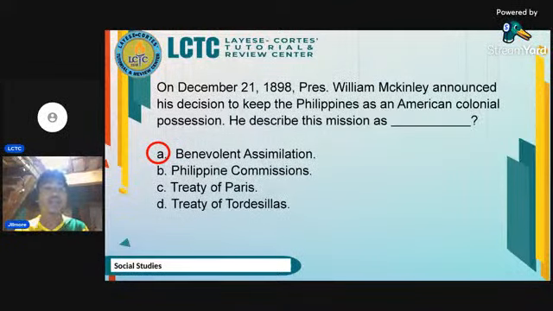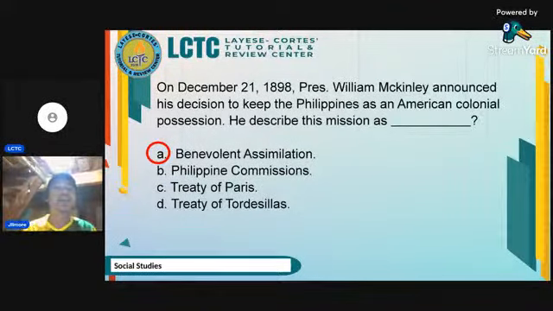On December 21, 1898, President William McKinley announced his decision to keep the Philippines as an American colonial possession. Let us take note that President William McKinley was the US president during the Treaty of Paris. The Treaty of Paris was signed in December 1898, and he was the president who made a decision to keep the Philippines under American colony. And he described this mission as benevolent assimilation. Not the Philippine Commission, not the Treaty of Paris, and not the Treaty of Tordesillas.